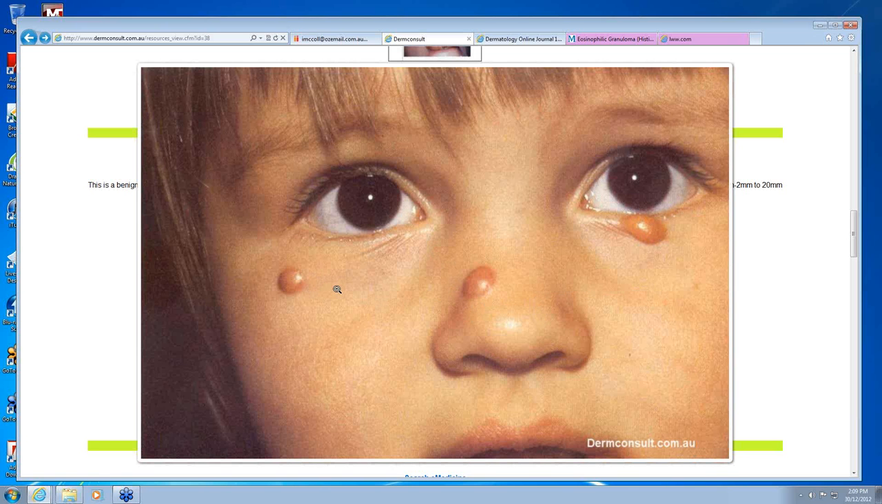Differential diagnosis for solitary juvenile xanthogranuloma can be a Spitz nevus, because some Spitz nevi are pink like this as well. But I suppose really you might think of a mastocytoma, but usually they're much flatter and bigger than this sort of lesion.